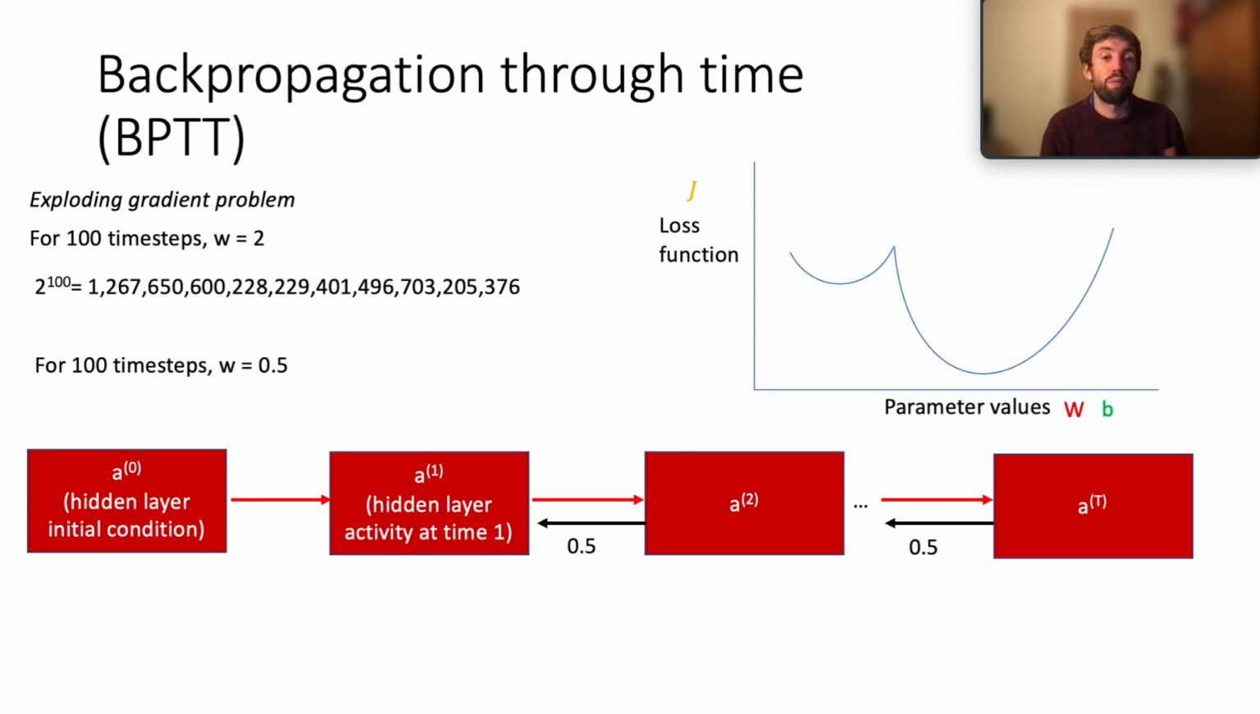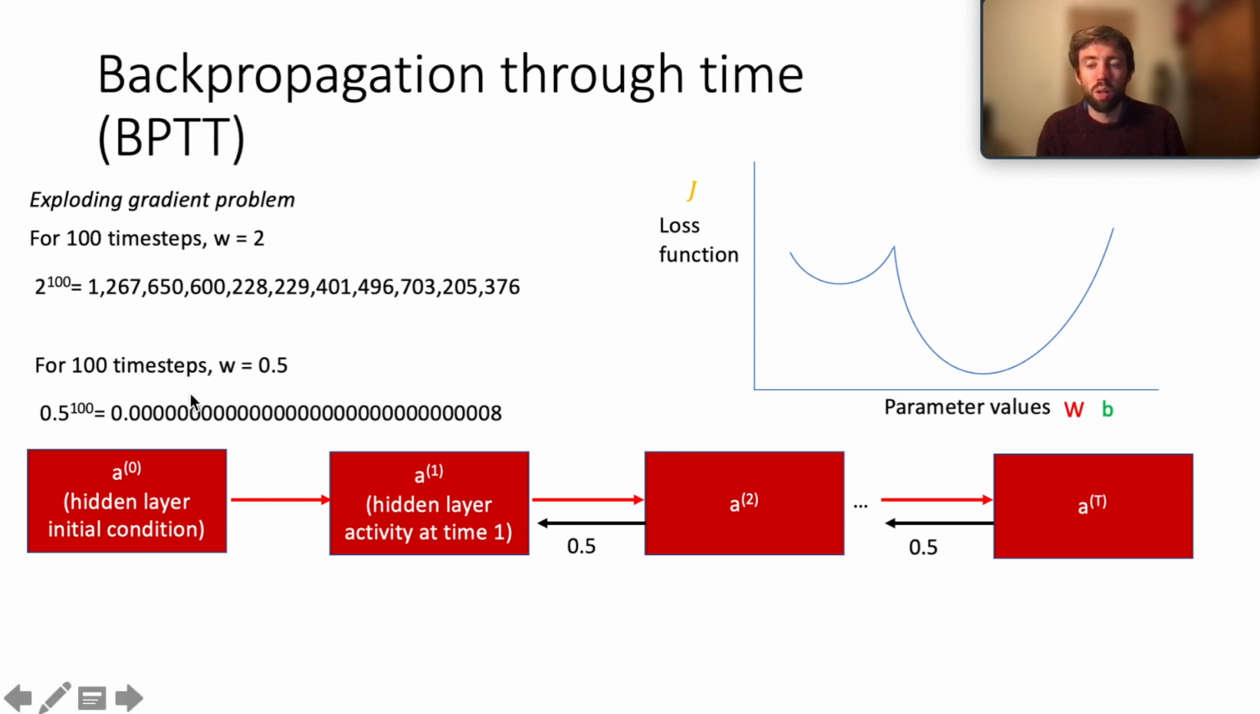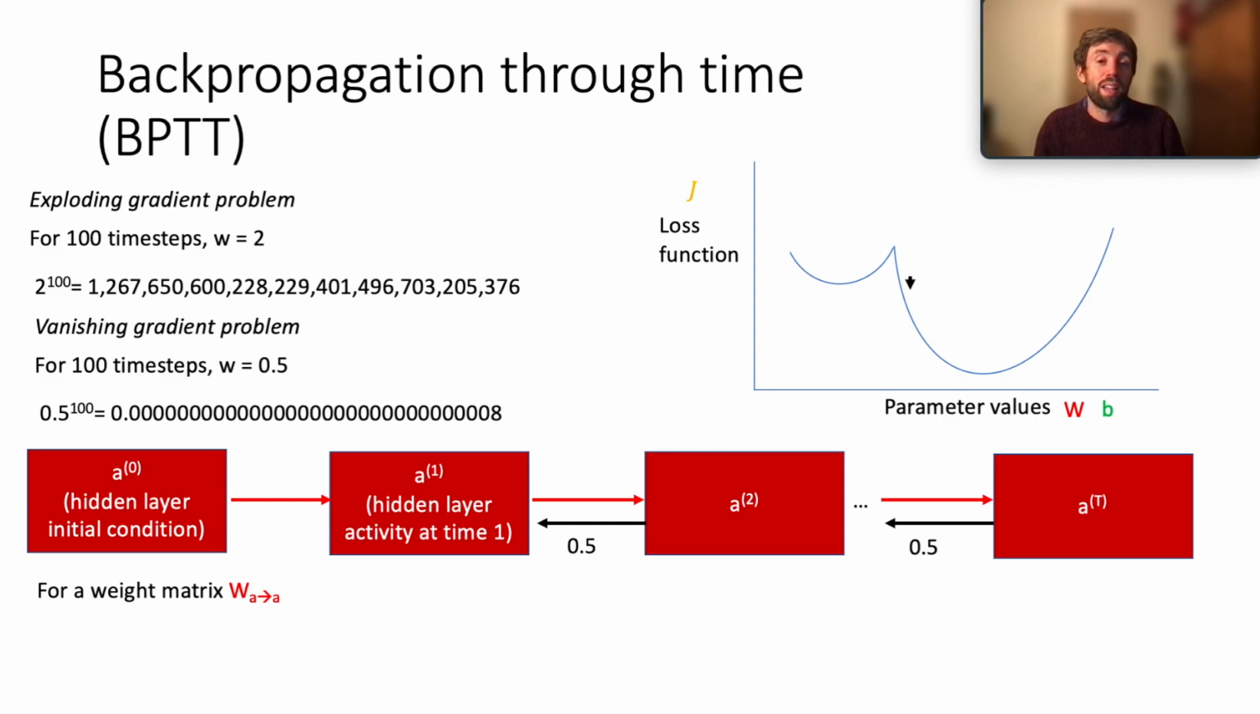In contrast, if we look at a weight value that's smaller than 1, for example 0.5, likewise for 100 time steps, we're going to multiply any other terms by an extremely small number. It's going to make it extremely difficult to learn or update our parameters at all based on activity many time steps ago. And this is called the vanishing gradient problem, whereas for values greater than 1, it's called the exploding gradient problem.